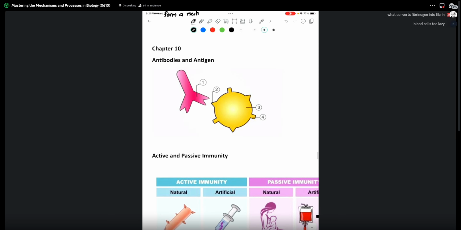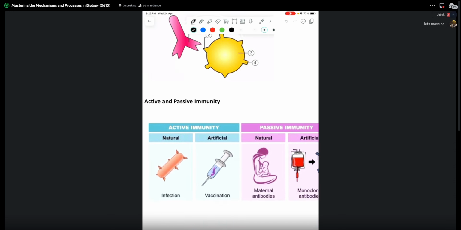Okay, now chapter 10. What converts the fibrinogen to fibrin? There's a very long story behind this, but do you want to know that? Don't need, right? When the platelets are activated, they will release something called the clotting factor. The clotting factors help to stimulate prothrombin to thrombin, and then fibrinogen to fibrin. Then they form the mesh which stops the blood from bleeding again. Okay, that's it. All right, let's move on.